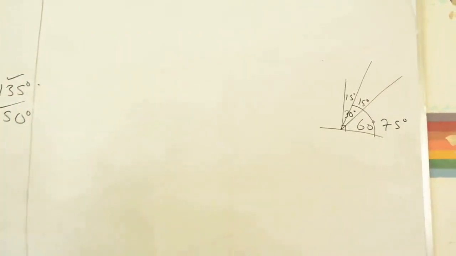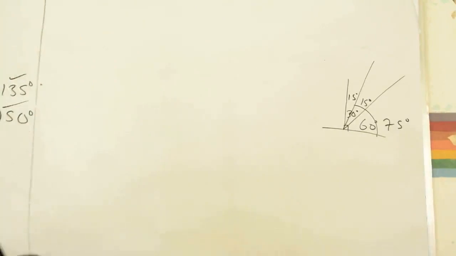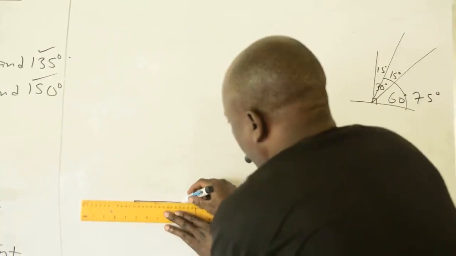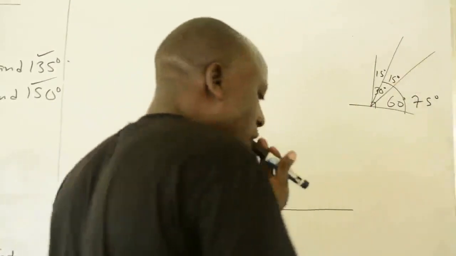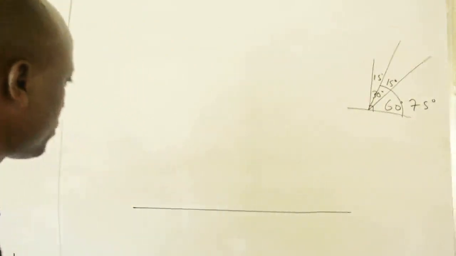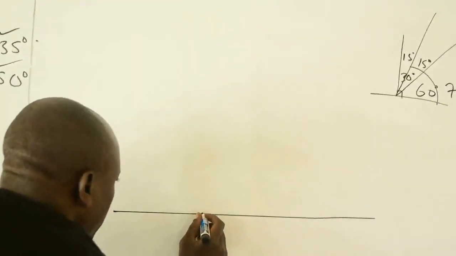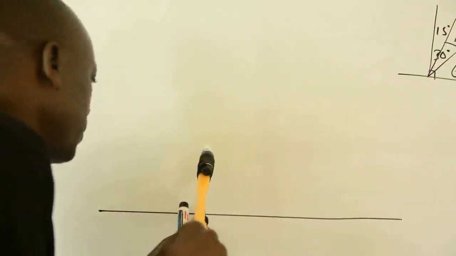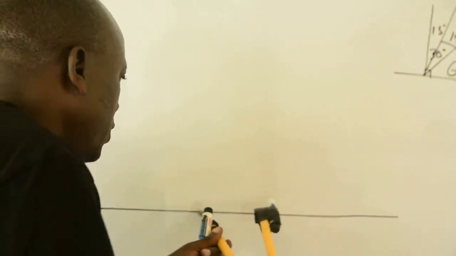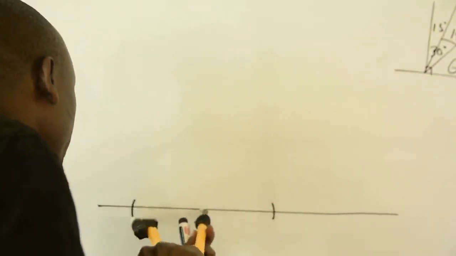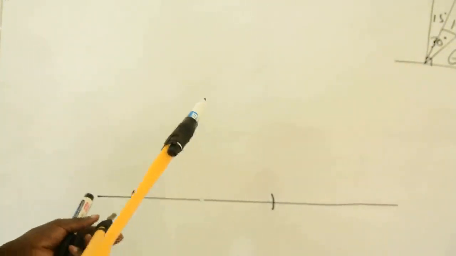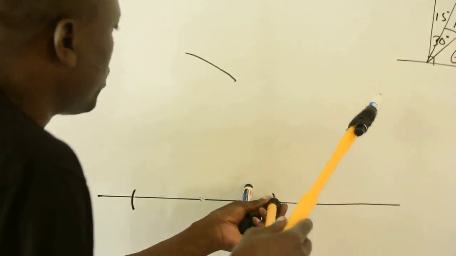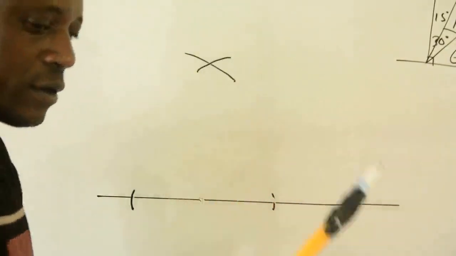So the first thing we are going to do is to construct angle 90. To construct angle 90, we draw a straight line. We mark the point. We place our compass at this point. We cut an arc this way, cut an arc this way. We extend the radius of our compass. We place it here. We cut an arc. We take it back to this place. We cut an arc.